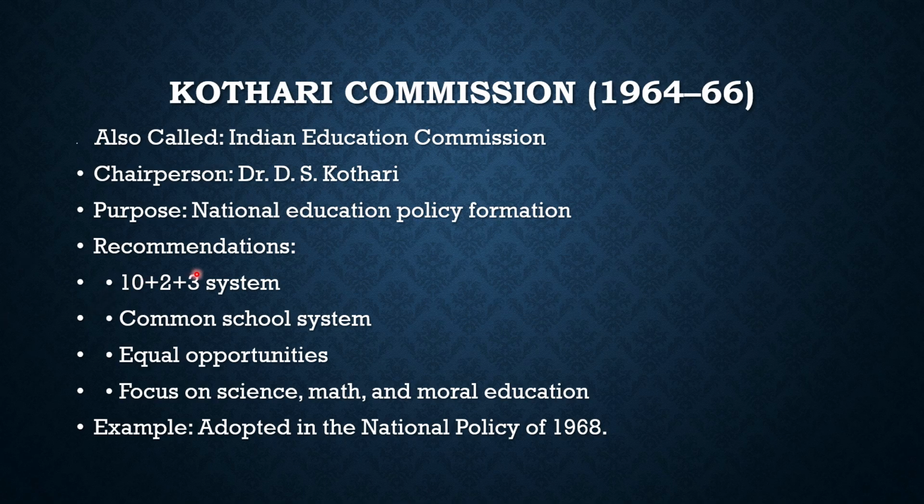Let's see the key recommendations of this commission. Introduce the 10 plus 2 plus 3 system: 10 years of schooling, 2 years of higher secondary and 3 years of degree. Emphasized national integration, social justice and economic development through education, promoted science and vocational education, recommended a common school system to ensure equality, stressed the need for moral and value education. It is known as the most comprehensive education commission in India and laid the foundation for the national policy on education in later years.